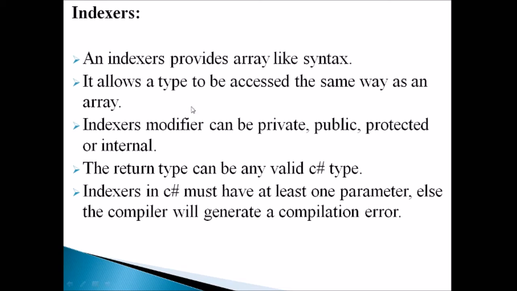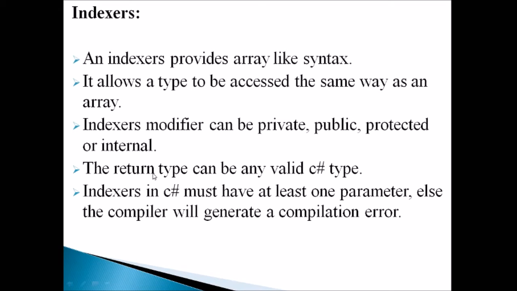It allows a type to be accessed the same way as an array. So how we use an array, in the same way we can use the indexer. An indexer's modifier can be either private, public, protected or internal. Like methods, an indexer can also have an access modifier, and it can be any one of these four. Then the return type can be any valid C# type, like a method.